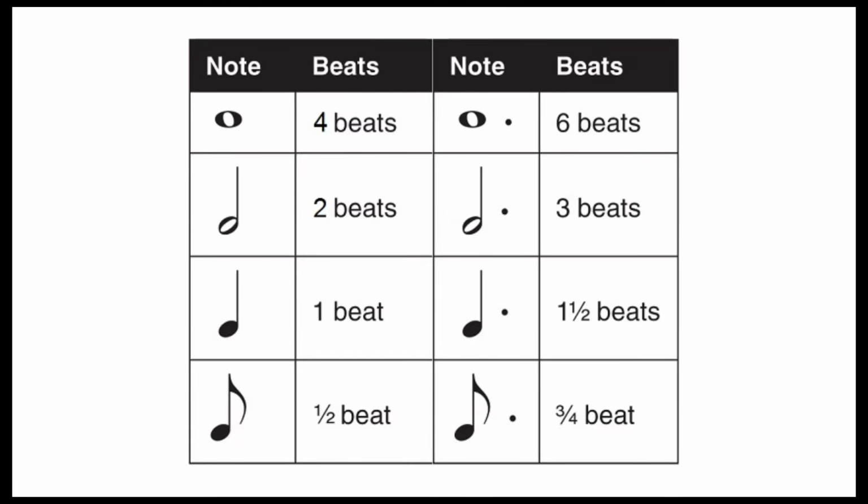1.5 beats. A dot after a half note means that you should play the note for 2 beats plus half its value, which equals 3 beats. A dotted whole note means that you should play a note for 4 plus 2 beats, equal to 6 beats.